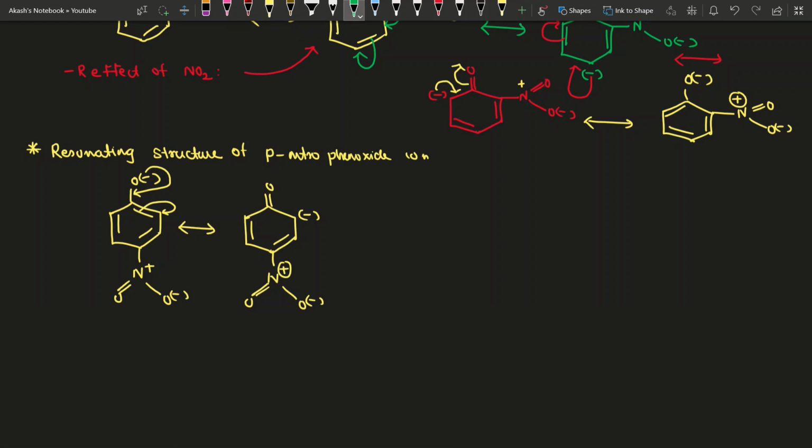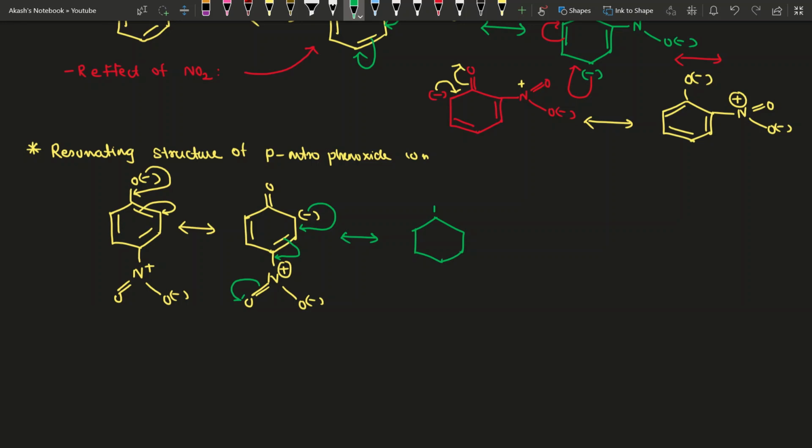What will happen in the next step? This electron pair can form a bond between these two carbons. This bond will shift between these two, nitrogen, and this bond will shift from nitrogen to this particular oxygen. So what will you get? You will have a cyclic ring.